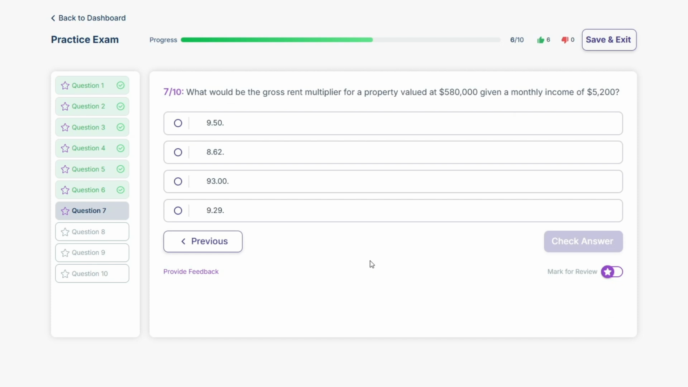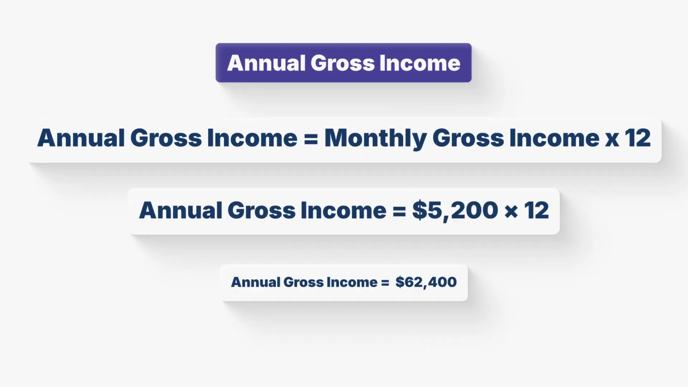What would be the gross rent multiplier for a property valued at $580,000 given a monthly income of $5,200? A. 9.50, B. 8.62, C. 93.00, D. 9.29. Let me break this down for you.